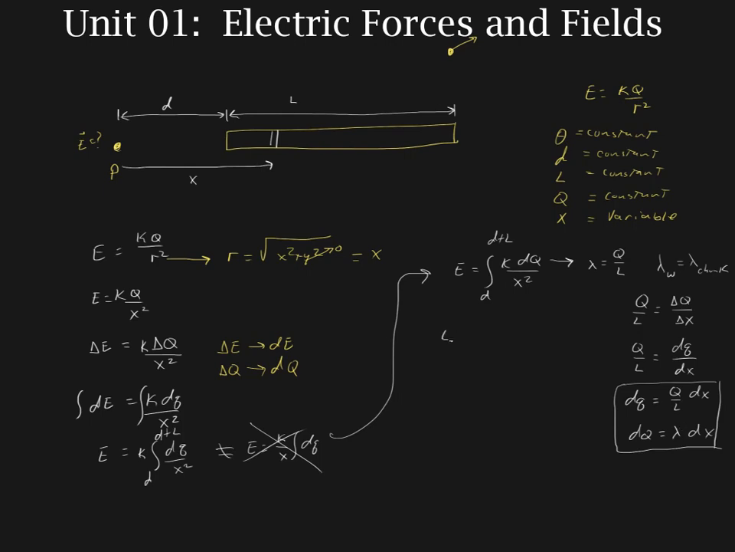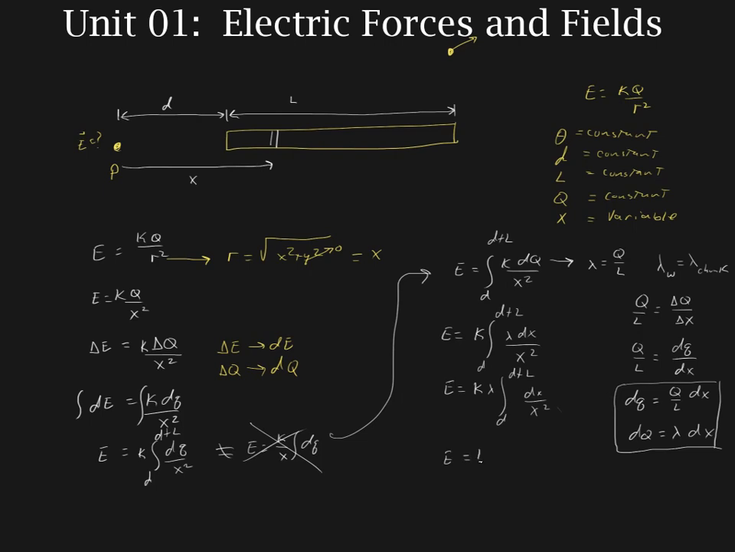What we get is E is equal to k times the integral from d to d plus L of, now we get to substitute lambda dx for dq, so we get lambda dx over x squared. And now this is something we can integrate. So E is equal to k lambda times the integral from d to d plus L of dx over x squared.